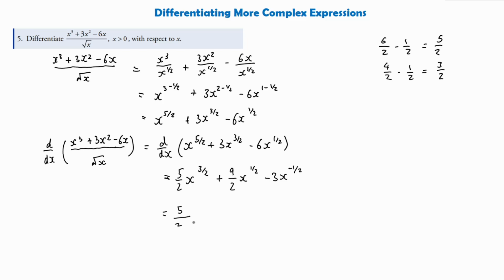In fact, I think I'll write this as one big fraction. In fact, no, I won't, because x is to a power of a fraction. So this is the same as 5 over 2 square root of x cubed, like we said earlier. And this is 9 over 2 square root x. And this time we've got a negative power, so we're going to have minus 3 over the square root of x.